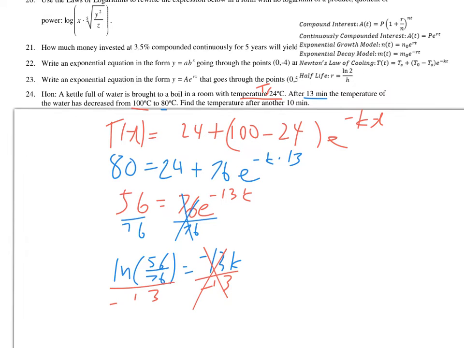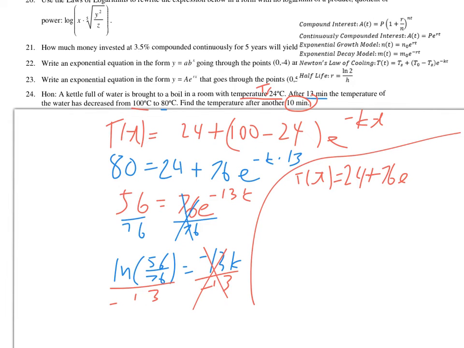So now that I have my k value, I'm going to find the temperature after. Actually, I'm going to build my function here. So my function is T of t equals 24 plus 76 times e to the negative. Actually, the negative is going to cancel out with the negative in the formula down here. So that'll actually be positive ln 56 over 76 all over 13 times t.